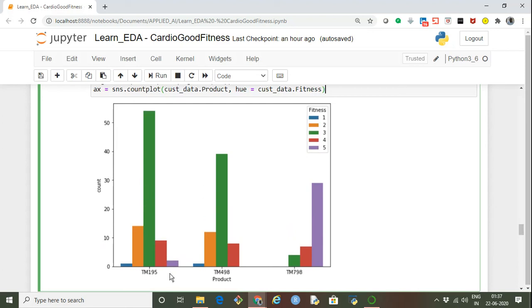TM195 and TM498, big towers of the green color means 3. What it means is that the people who rated themselves 3 on the fitness scale, that is average, they preferred buying TM195 and TM498, whereas TM798 was bought mostly by those customers who rated themselves 5 on the fitness scale.